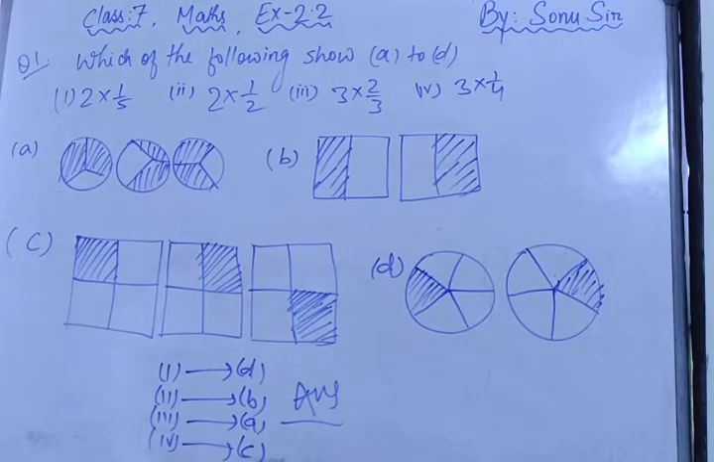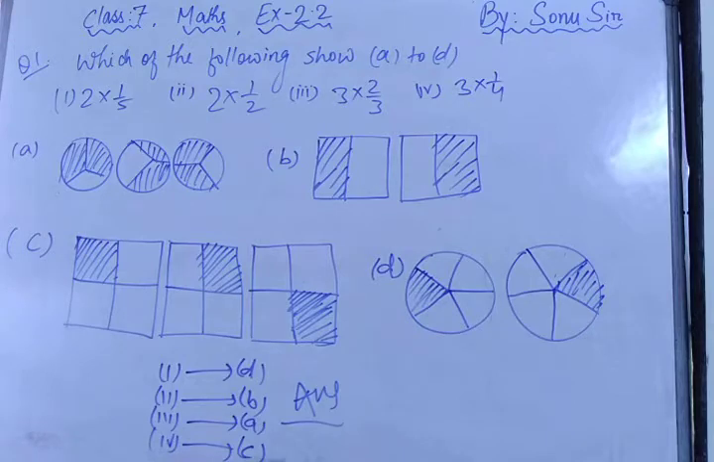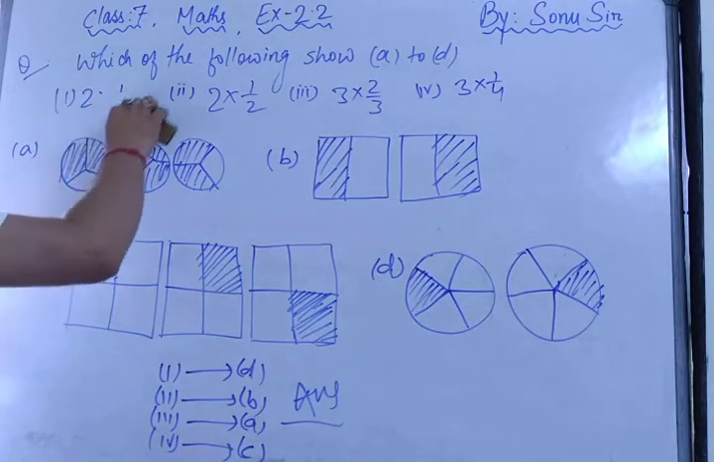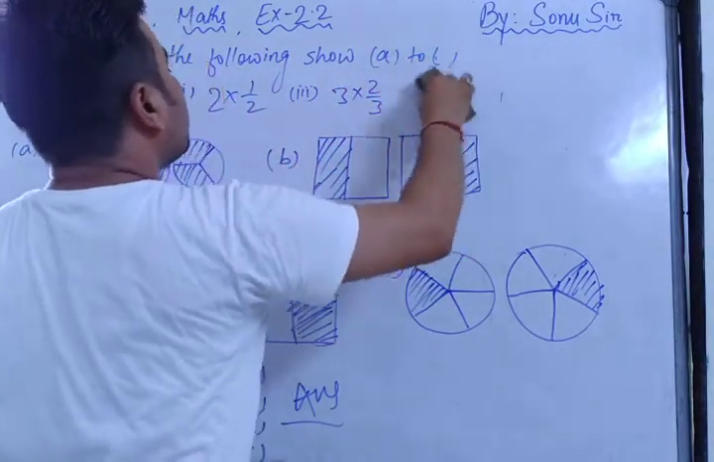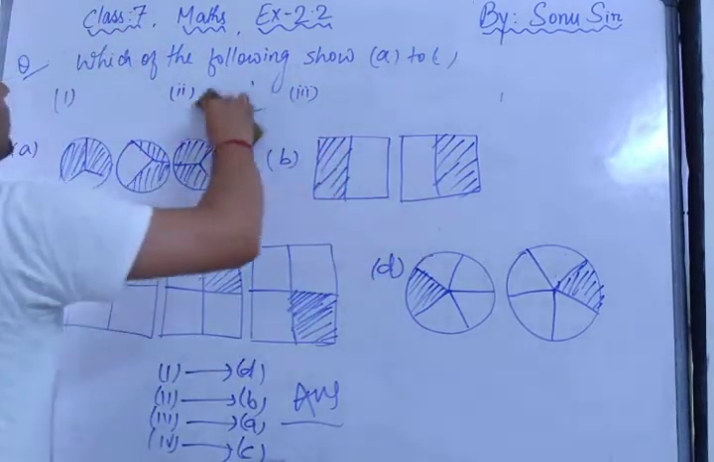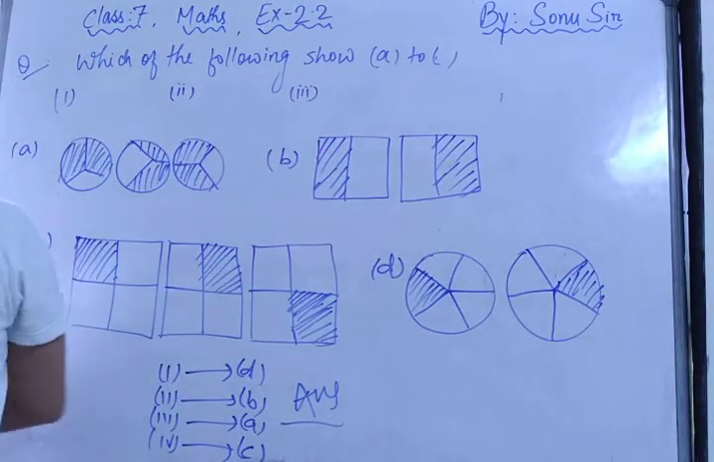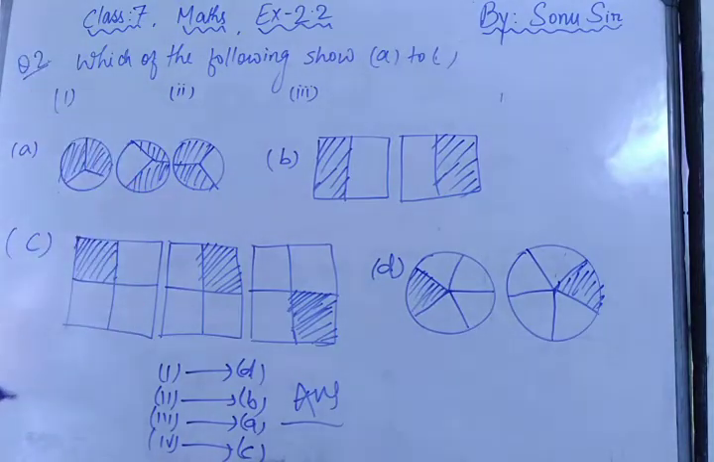Question number 2 is the same type of question. Some pictures A to C are given below. Tell which of them. Same type of question, but here there are only 3 questions, A to C, and 3 options. So let's start question number 2. Which of the following shows; some pictures A to C are given below.